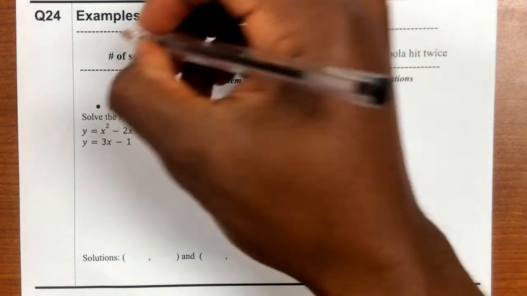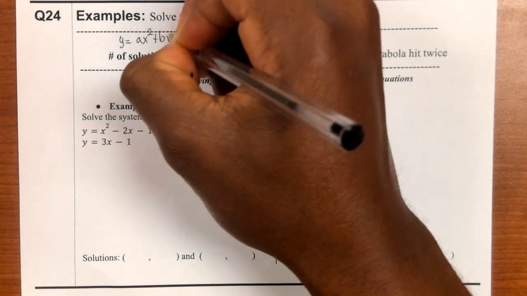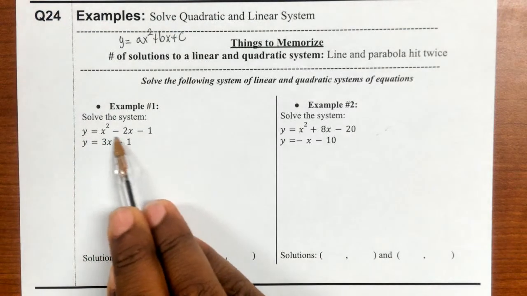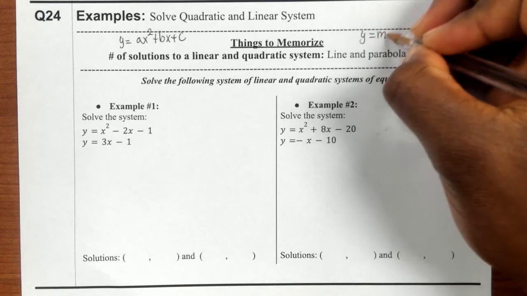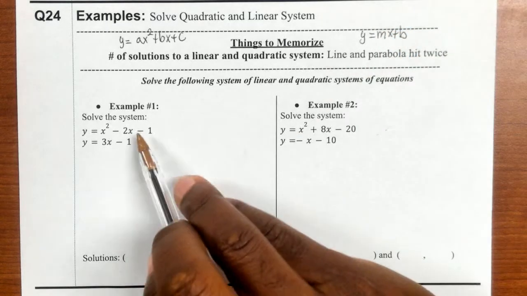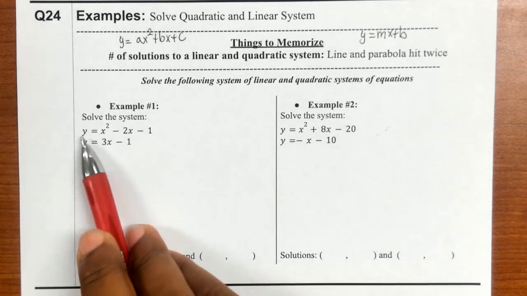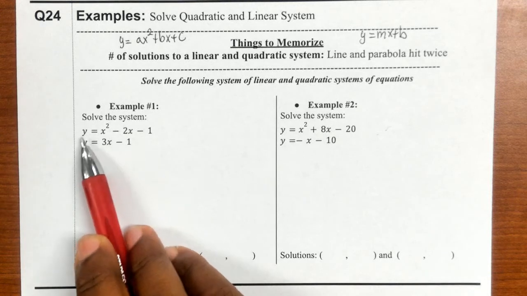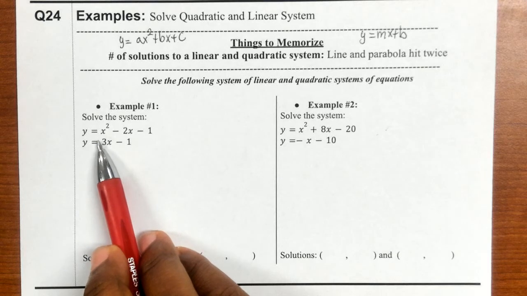Because again, the general form for quadratic is y equals ax squared plus bx plus c, and the general form for linear is y equals mx plus b. So again, quadratic, linear. When solving this system, you have to use the method called substitution. The reason is because it says y is equal to something for both of the equations. So you have to use substitution.